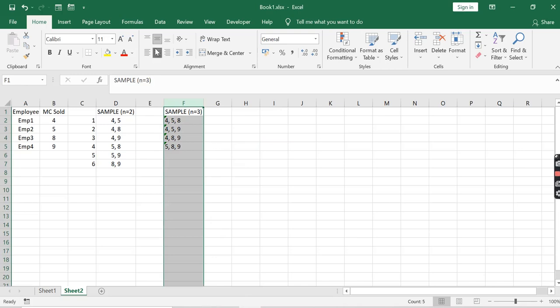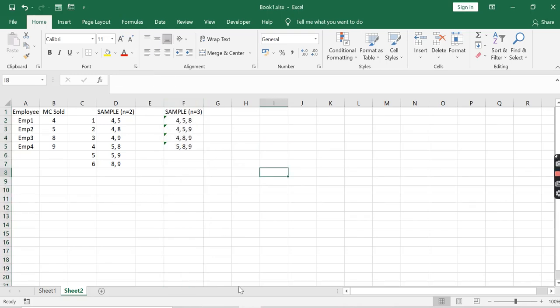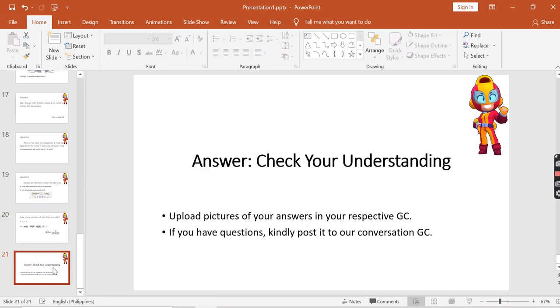Okay, right? So, oh, that's the last item. So for this lesson, I want you to answer the check your understanding. That's, I think, a single problem. And then you are just supposed to compute the number of samples, and then list down the samples. Right? So that will be all. Thanks.